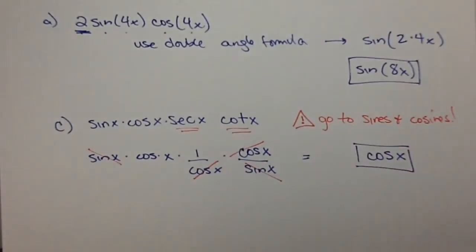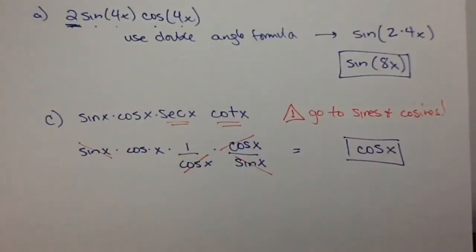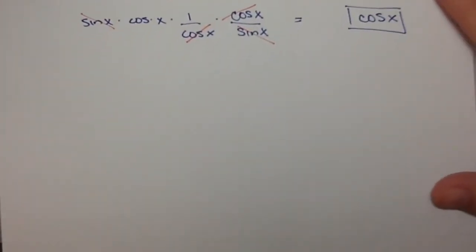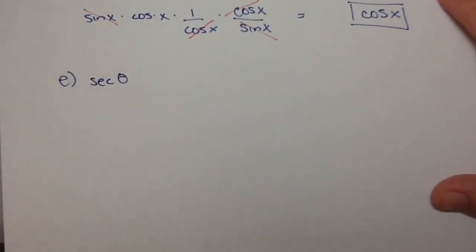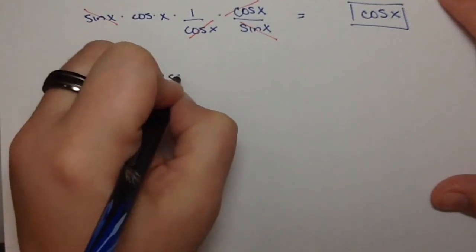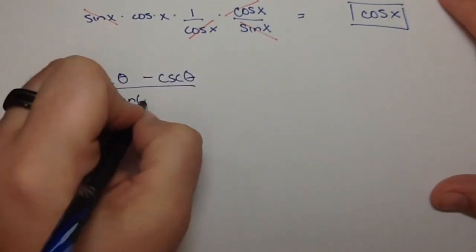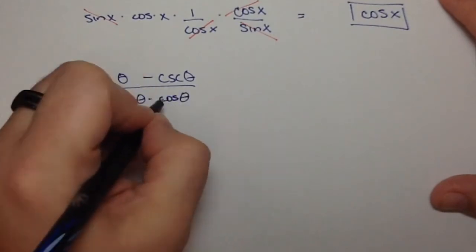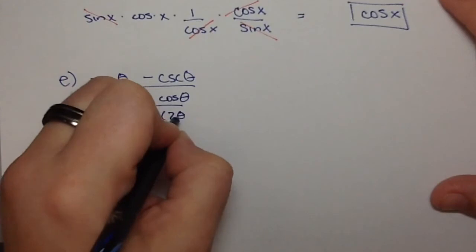So if you are on the test and your brain just goes blank, remember this. Go to sines and cosines. All right. So the next one that we're going to do is part E. Problem 2. We've got secant theta minus cosecant theta divided by sine theta minus cosine theta over sine 2 theta.